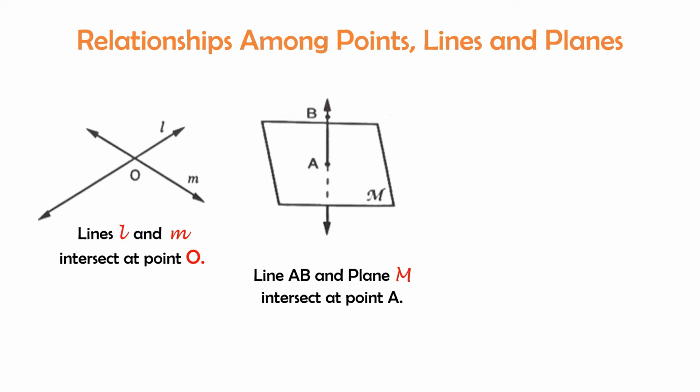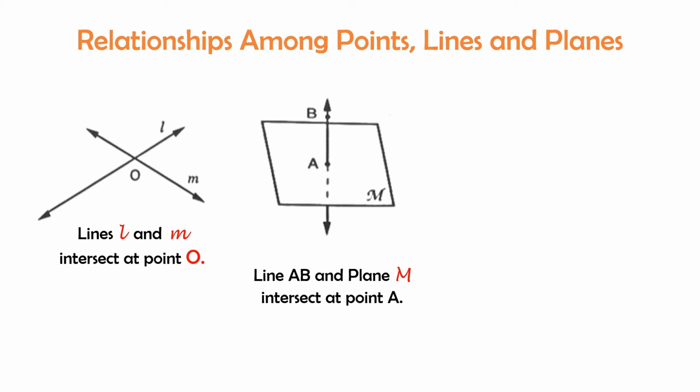That is, there is only one point common to line AB and plane M. Observe that line AB does not lie on plane M. The intersection of a line and a plane where the line does not lie on the plane is also a point. When the line lies on the plane, the intersection is the line itself.